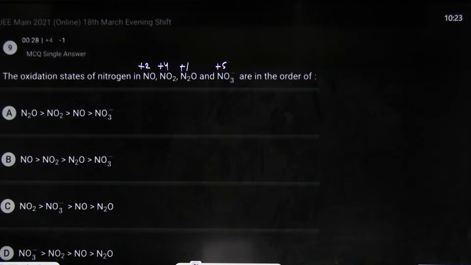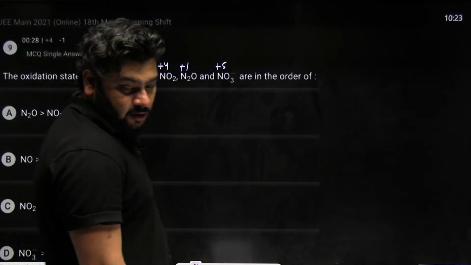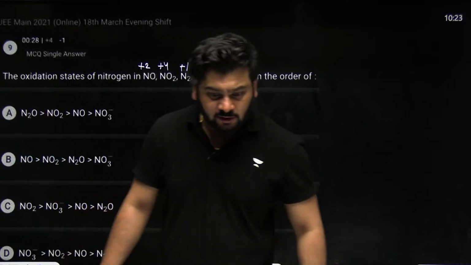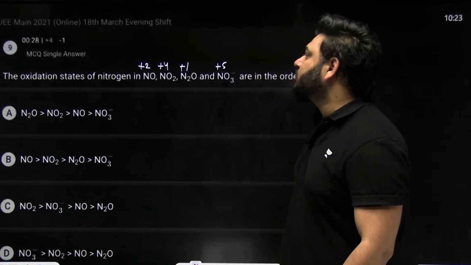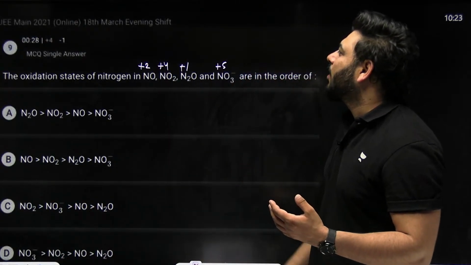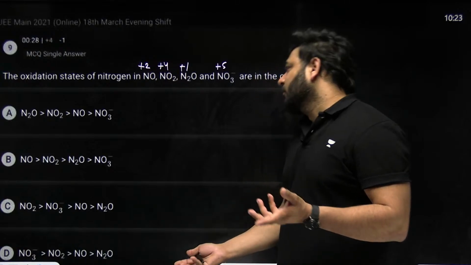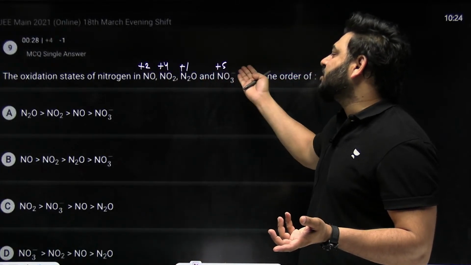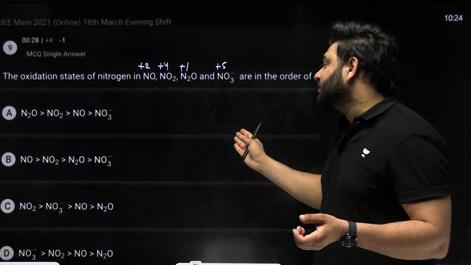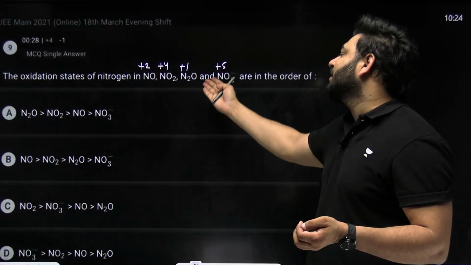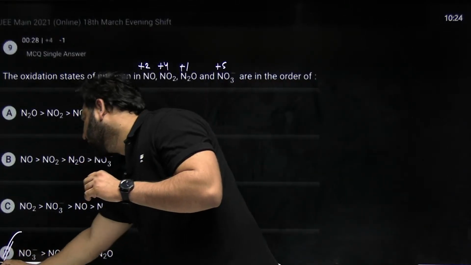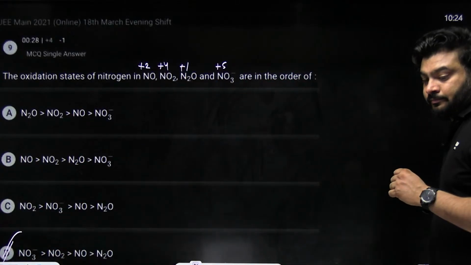Now this is absolutely clear, and everything seems right now in the frame. Every option, every single question, everything. This question was asked in JEE Main 2021 online exam, 18th March evening shift. Not even required. We know the correct answer. Nitrate will be at the top with the highest, and then nitrogen dioxide, then nitric oxide, then nitrous oxide. I guess the correct answer should be D. Correct?